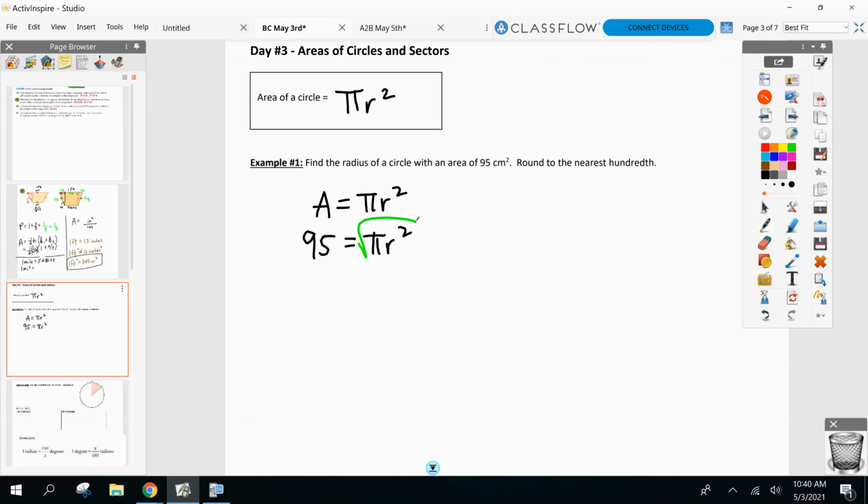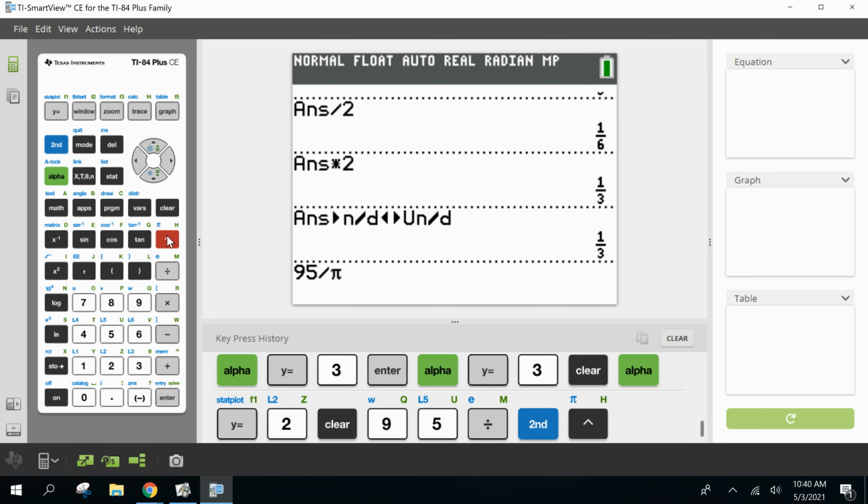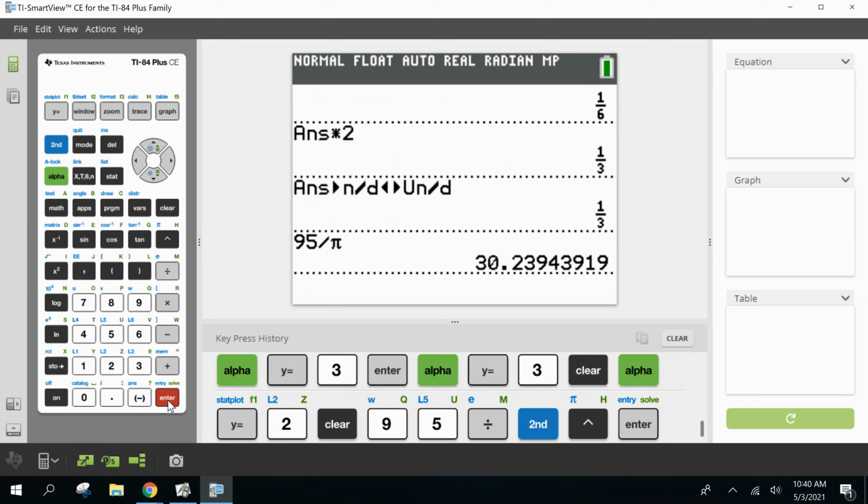So get the pi out of there, everyone. Divide by pi. R squared equals, now I get it. Everyone's going to their calculator right now. 95 divided by pi, and they're looking at this. What are we not doing to that number? Rounding it. You're not touching it.